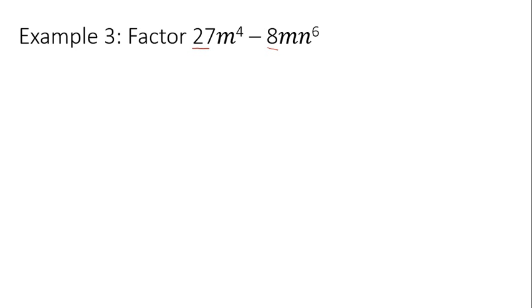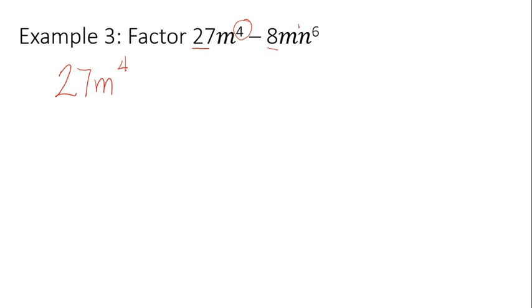27 and 8 are perfect cubes, right? But if we look at the exponent, which is 4, and the exponent of m here, which is 1, this is not a multiple of 3. So let's see if they have a common factor.